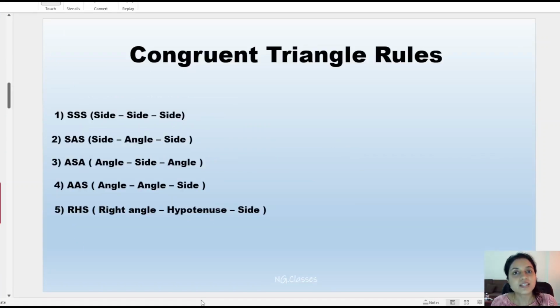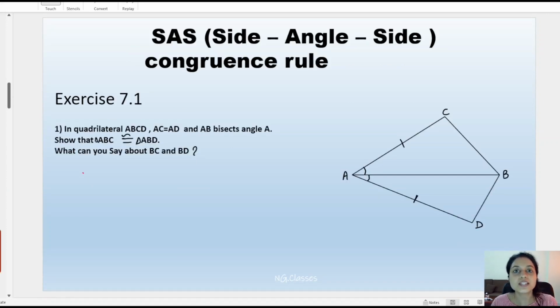Now let's see the criteria of congruency of triangles. The way we have learnt the side congruency rule, like that, we have a few more rules. We will discuss them in detail one by one. So the second rule is the side angle side congruency rule. Let's understand this rule with the help of one question.